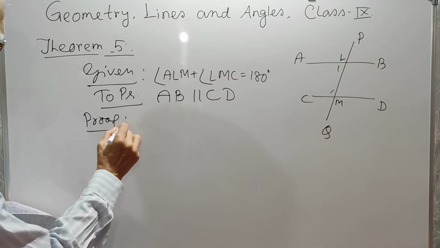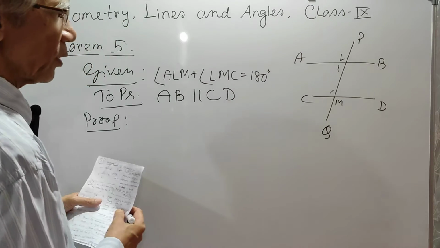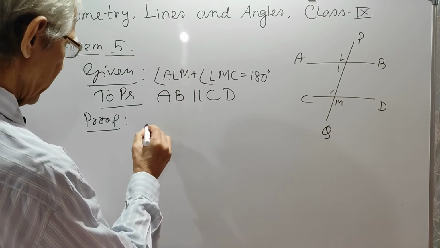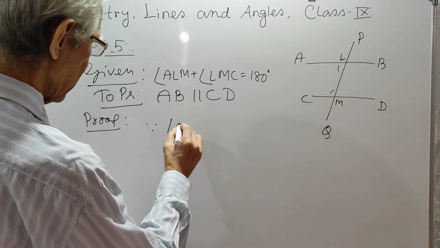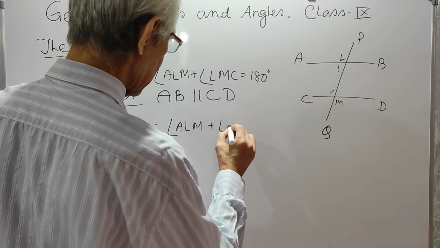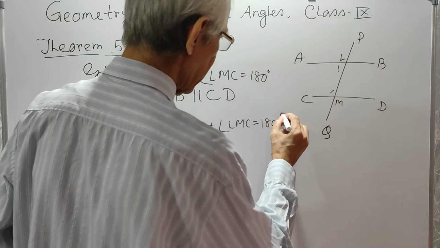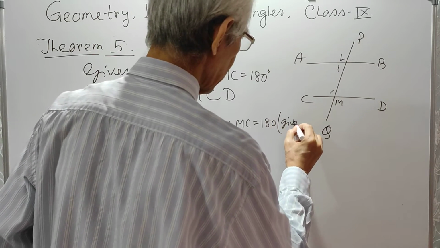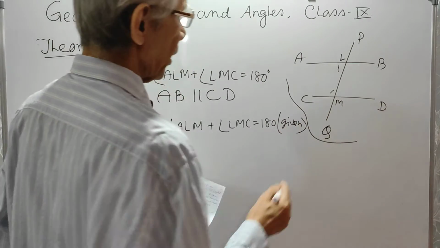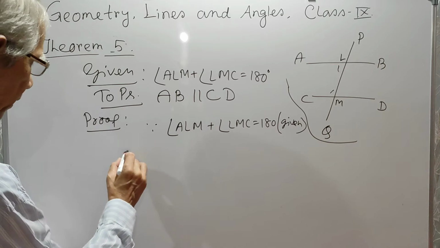Now this is how we do the proof. ALM plus LMC equal to 180 degrees. So we start from here. Since ALM plus LMC equal to 180 degrees. So what reason? This is given. ALM plus LMC 180 degrees, it is given. All right.